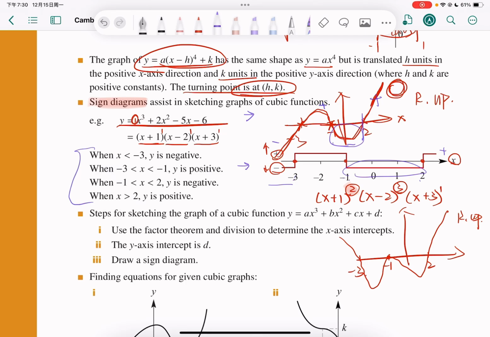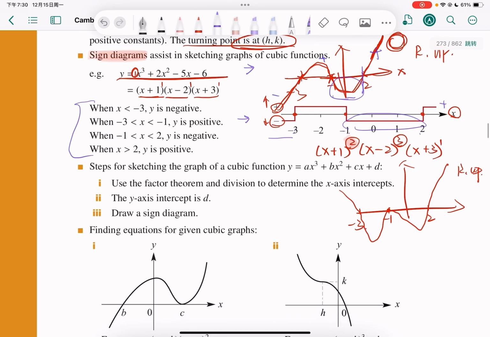Okay. And what about this graph over here? So it actually looks like this. So this point is -3. Positive, negative, positive. Although we do touch the point -1, it's also negative below.